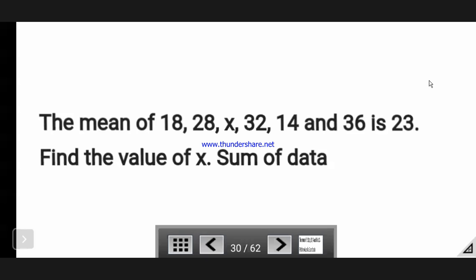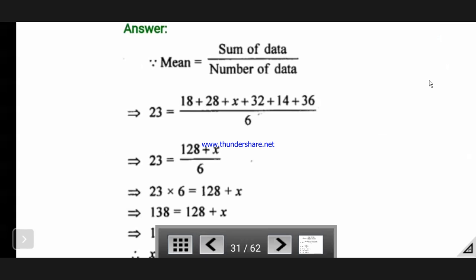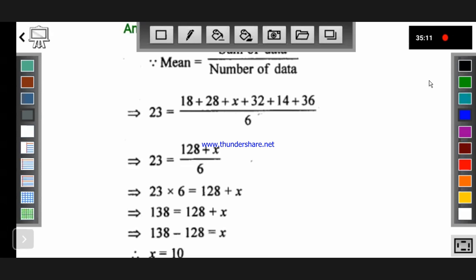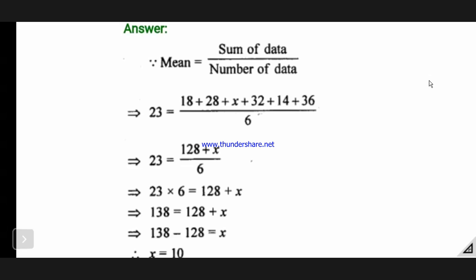Ten, ma'am. Sum of data? 6, ma'am. 128 plus x divided by 6 equal to 23, ma'am. 128 plus x equal to 23 into 6. 128 plus x equal to 138. So x equal to 10, ma'am. X is equal to 10.